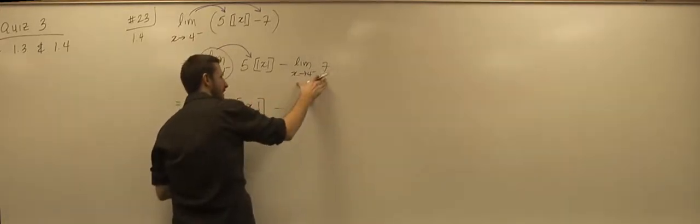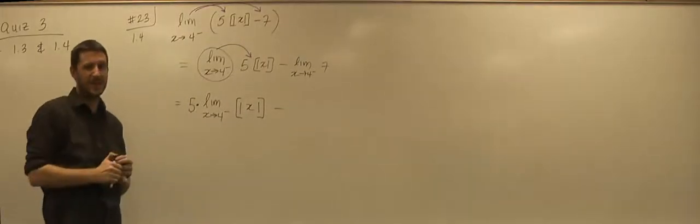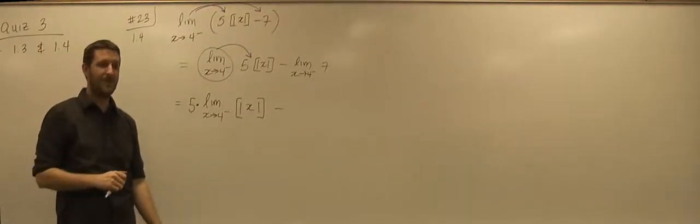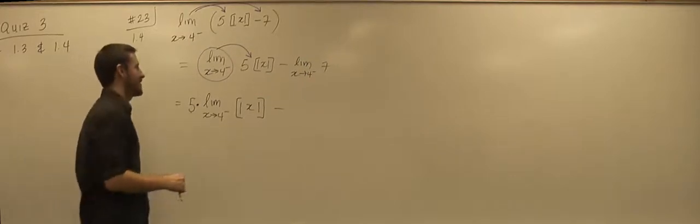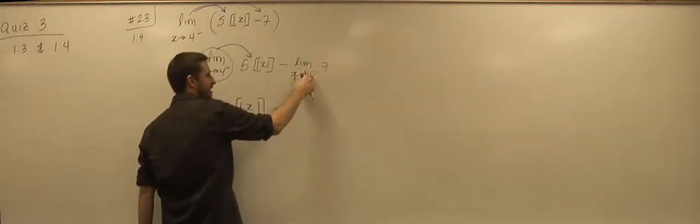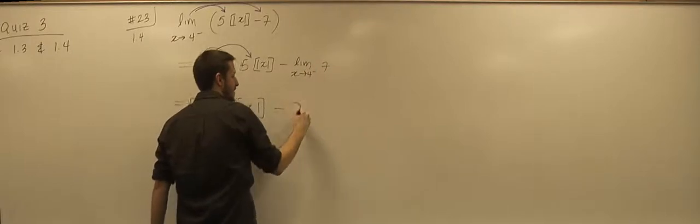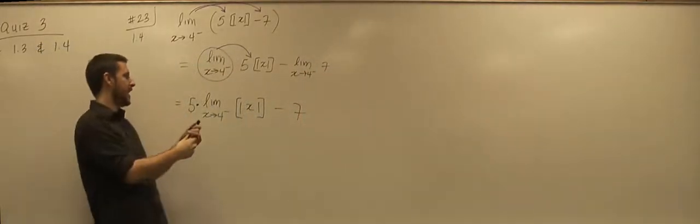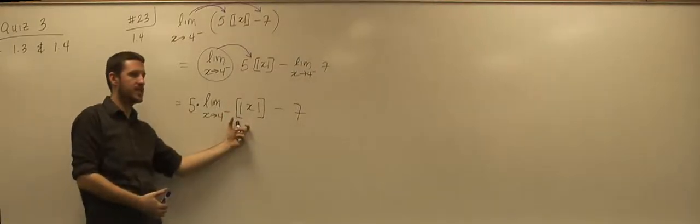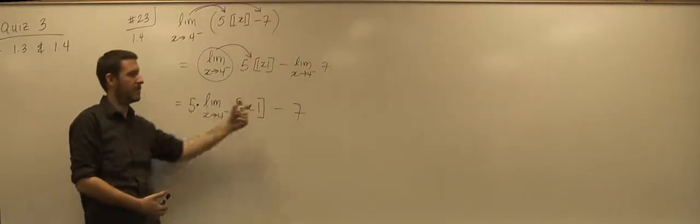And then this limit I can actually evaluate. What's the limit of 7 as x goes to anything? 7, right? That one you guys actually did okay on. So the limit of a constant as x goes to anything is just that same constant. And so what the question comes down to is first finding the limit of the greatest integer function, then multiplying by 5, then subtracting 7.